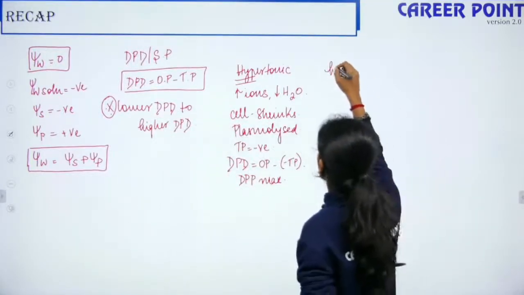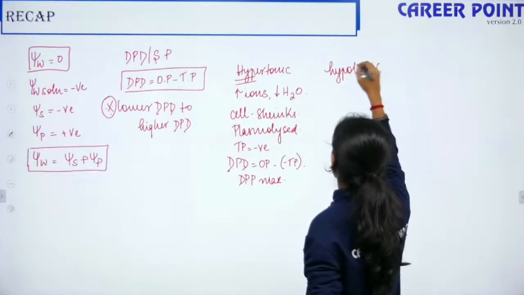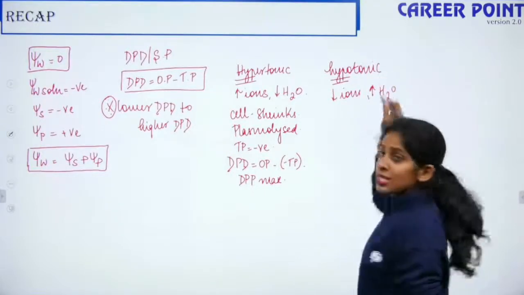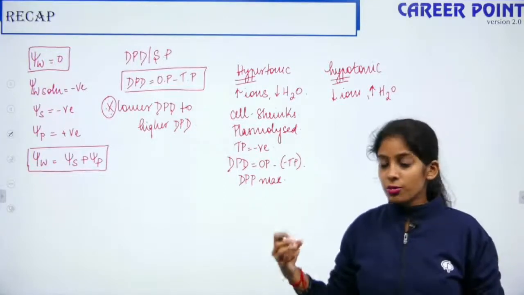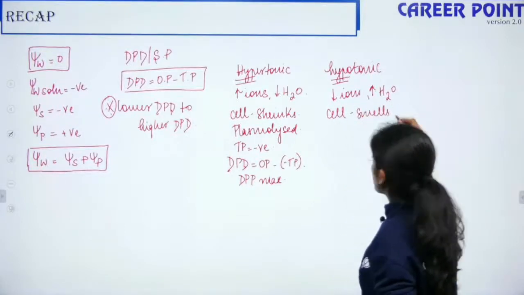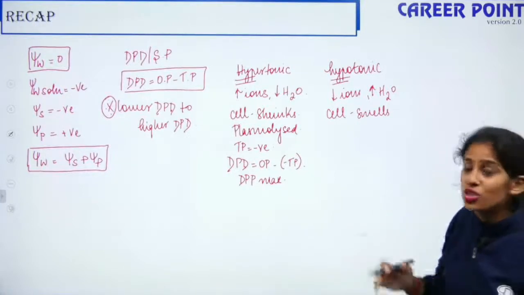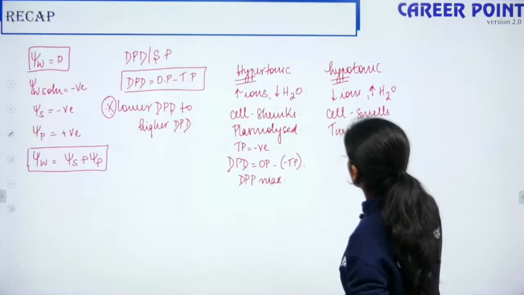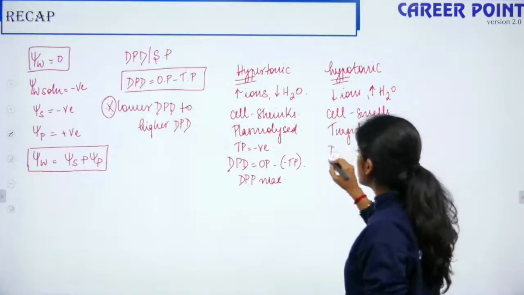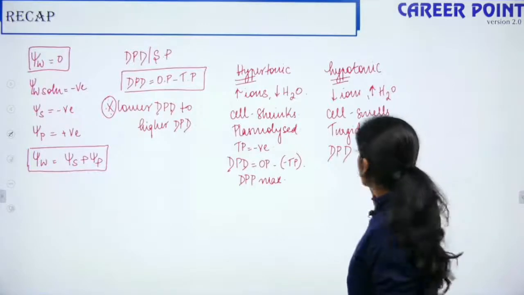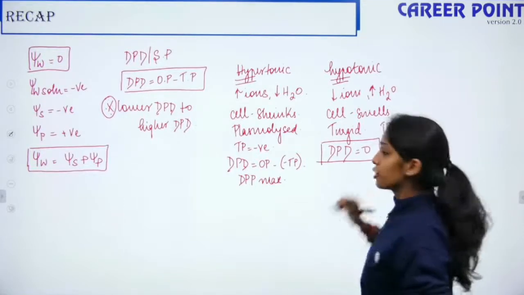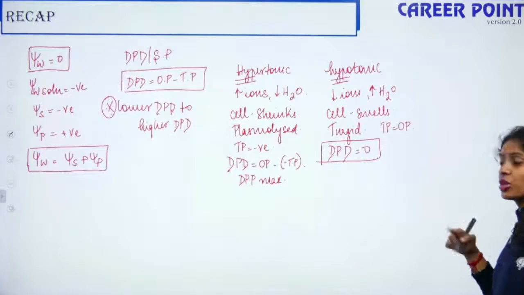Then we'll talk about the hypotonic condition. Hypotonic means you have fewer ions and more water. The surrounding medium has a higher concentration of water, so water moves from outside the cell to the inside. As a result, the cell swells. When the cell swells, this condition is known as the turgid condition. In a turgid cell, DPD is equal to 0, because your turgor pressure is equal to your osmotic pressure. So here, DPD is 0 in a turgid cell.